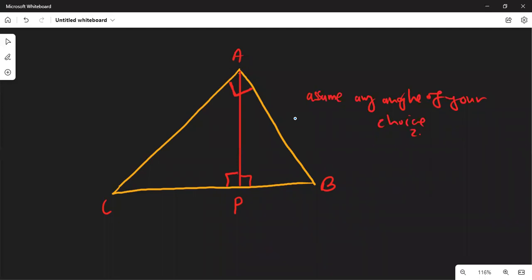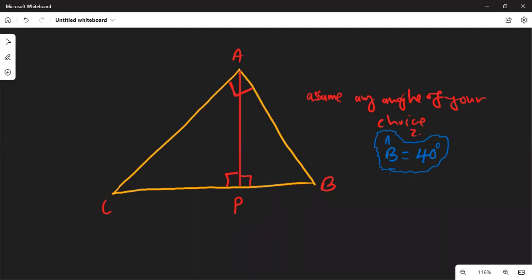All right, so which angle can we name? Some angles are occupied. Maybe P. Maybe this B. If we assume this angle B, so this is our angle B. It means that this is 40 degrees. Just assume it is 40 degrees.